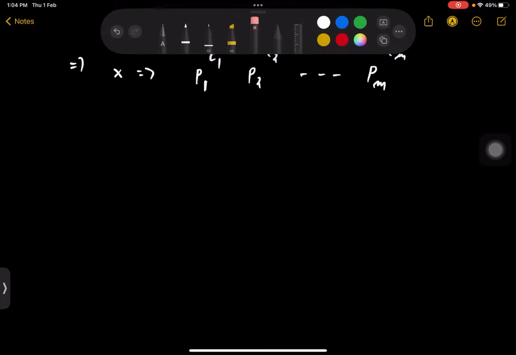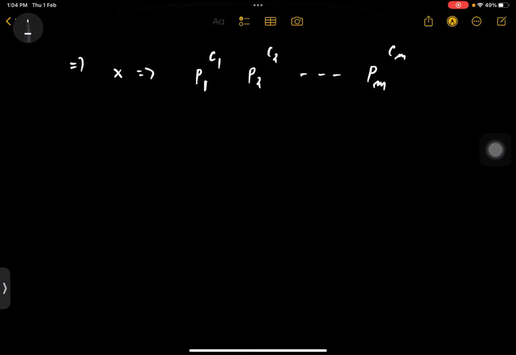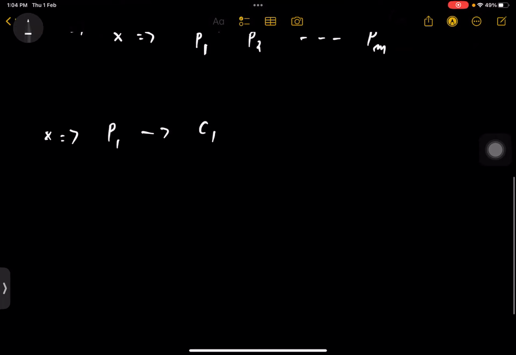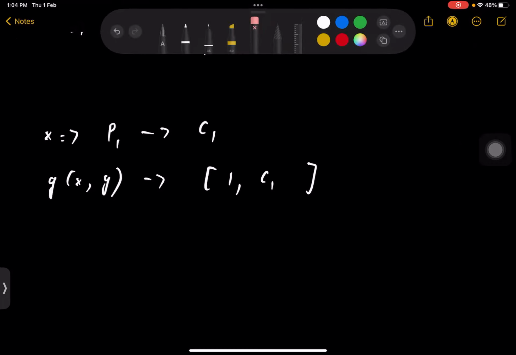Okay. So let's say P1 is the prime which is present, and it has a power C1 in x. Now, in GCD of x comma y, all the powers that can appear for this prime are in the range 1 to C1. Okay, 1 to C1, not C1 minus 1, because C1 is also one possible.